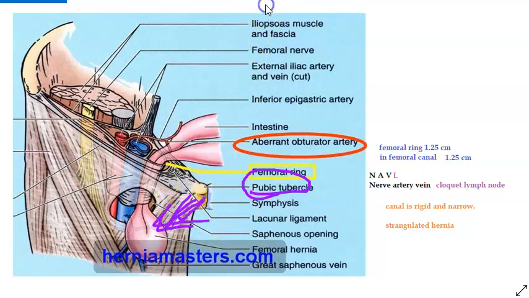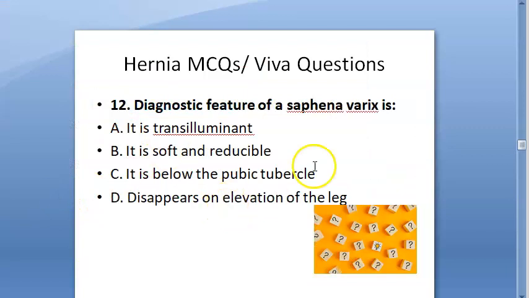Are you able to see, guys? You want a better color? So it is below and lateral to pubic tubercle, and it is more prone to strangulation. All those are correct. What else? It's more common in women. It's also correct, especially multiparous, isn't it? Yes. Now let's go to the next question.